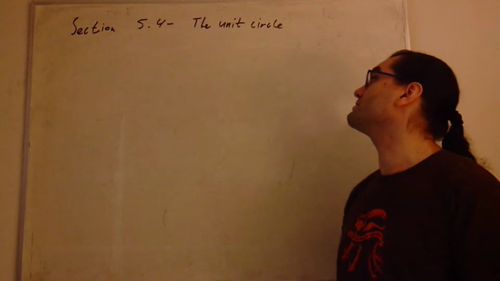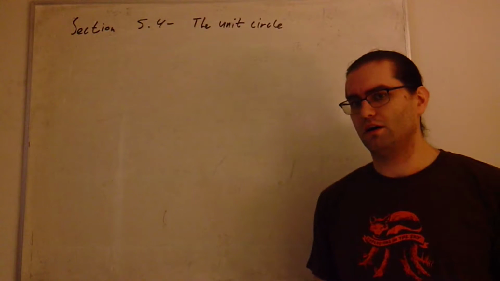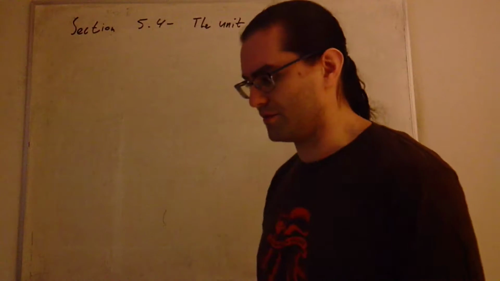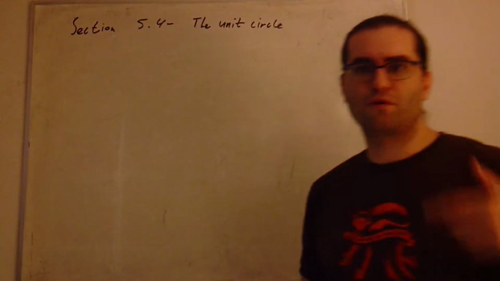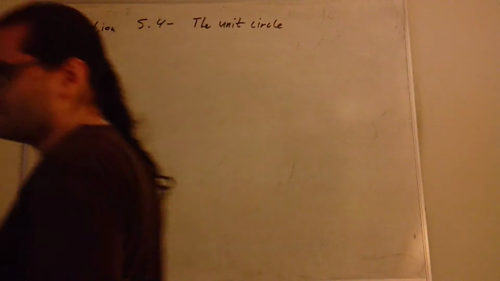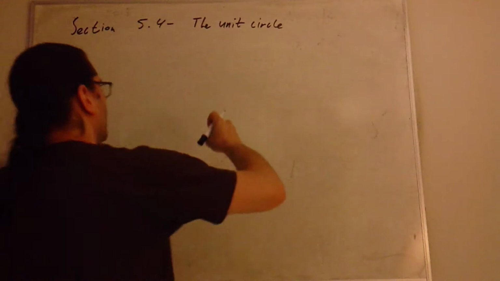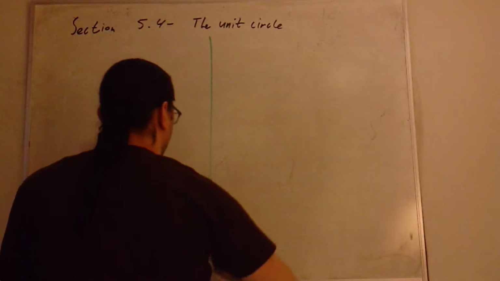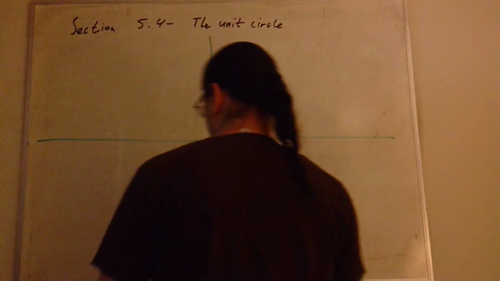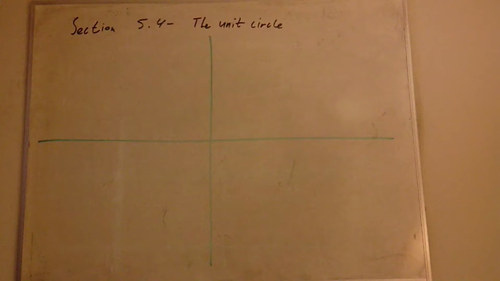Today we are talking about section 5.4, the unit circle. Quick refresher on some stuff that we did in section 5.3. In 5.3 we looked at what happens if you take angles and put them in strange places. Or rather, we looked at what happened when you tried to make triangles out of angles that had more than 90 degrees.